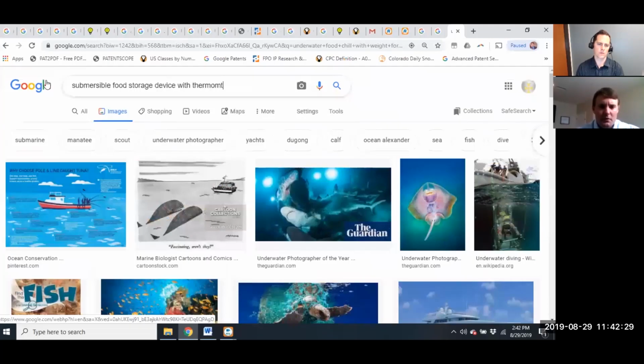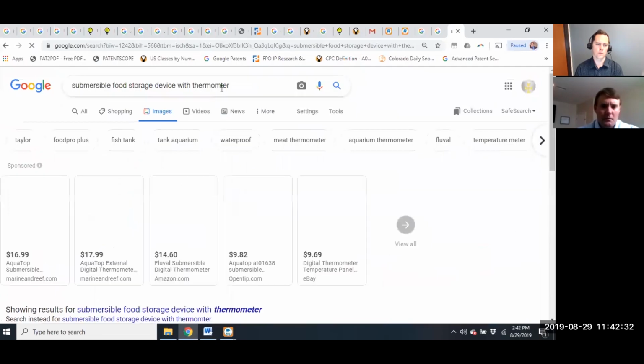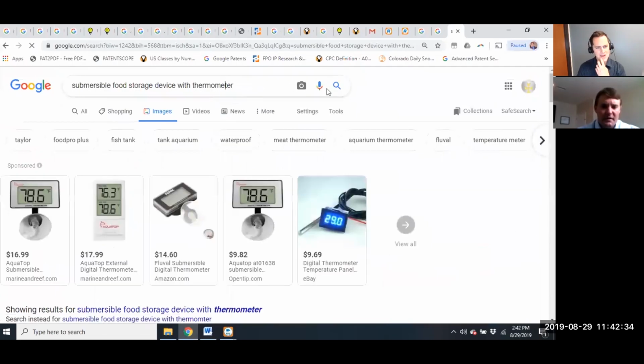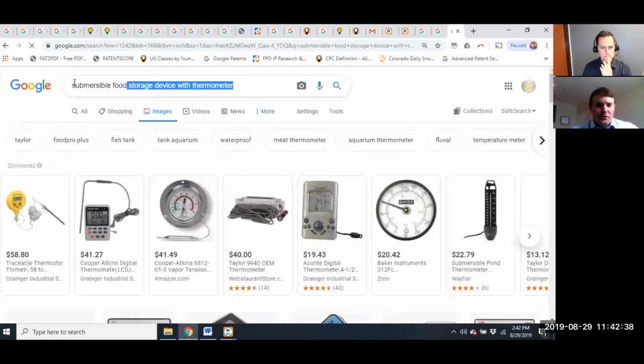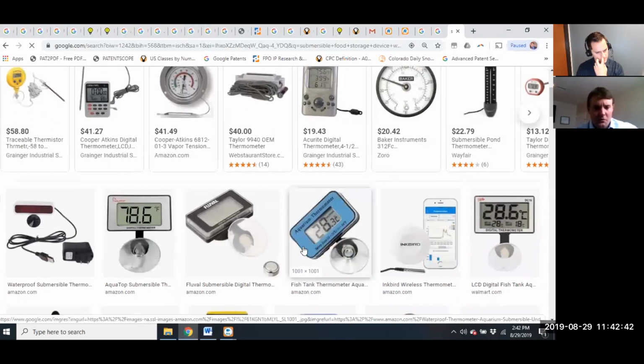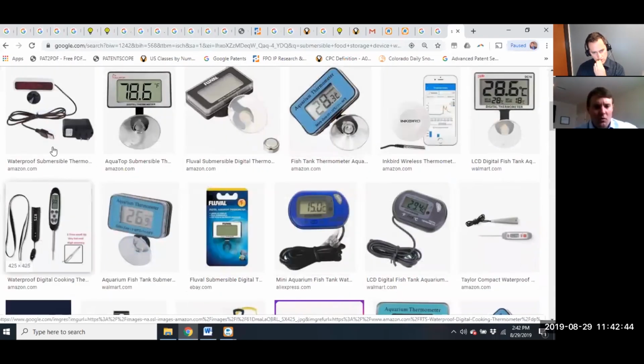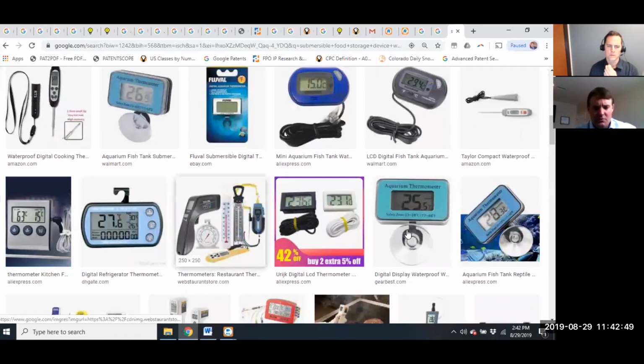When you're doing non-patent searches like this, you can use a lot more layman's terms for things, as opposed to trying to figure out what the patent attorney legalese is going to be to describe those terms.